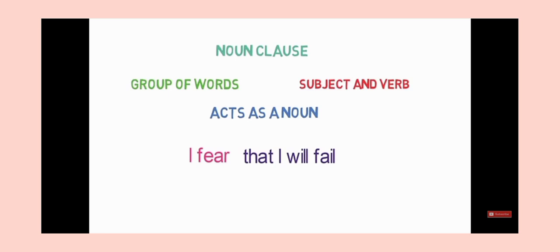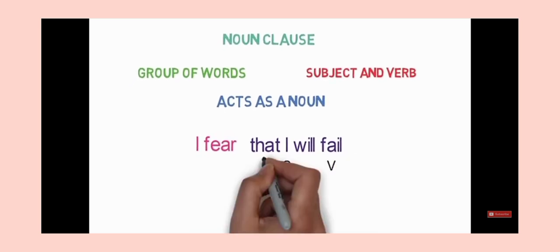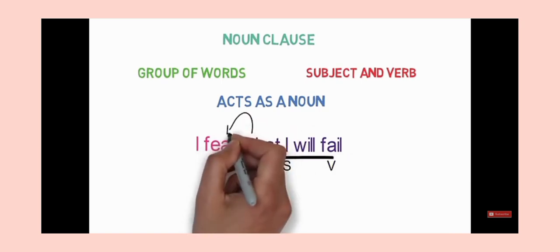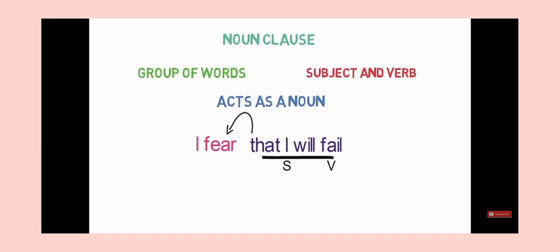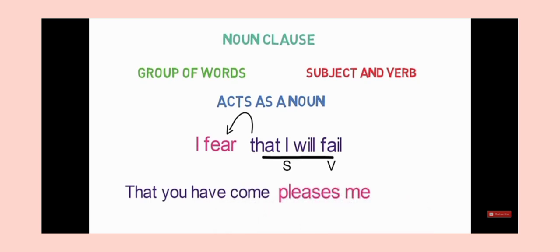Here, that I will fail is a clause as it is a group of words having a subject and a verb, and the whole clause is acting as an object of the verb fear. So it's a noun clause. Let's look into one more example of it. That you have come pleases me. Here, that you have come is a noun clause as it is acting as a subject of the verb pleases. So basically, this clause does the work of a noun.